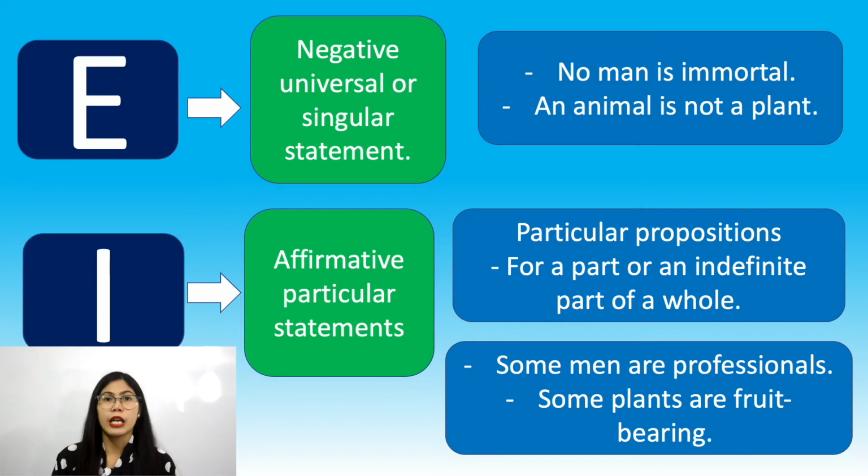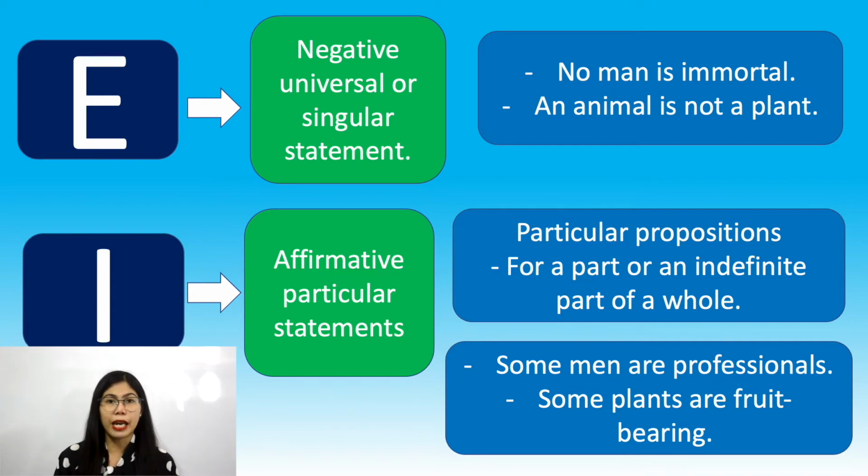Another example, an animal is not a plant. As you can see here, we use the negative word not, and it denies something, which is an animal is not a plant. Next is the symbol I. It stands for affirmative particular statements. It shows particular propositions that are in positive form, which stands for a part or an indefinite part of a whole. In other words, it doesn't pertain to all.